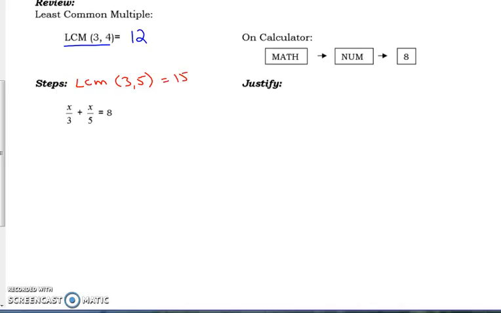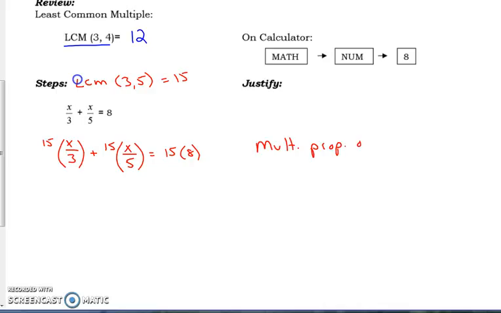Now, the least common multiple between 3 and 5 is 15. So what I'm going to do is multiply every single term in this equation by 15. I'm just going to rewrite it right below so I have a little bit of room. And I'm going to multiply the x over 3 by 15. Notice how my 15 is up towards the numerator. I can write it as 15 over 1, but I'm not going to do that. And again, 15 times x over 5 for the second fraction. And every term gets multiplied by the least common multiple. Since I'm multiplying on both sides of the equation, I'm using my multiplication property of equality.